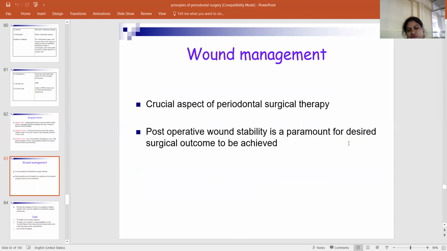Wound management. What about wound management? It is a crucial aspect of periodontal surgical therapy, and post-operative wound stability is paramount for the desired surgical outcome to be achieved. Why is wound management so important? Because when we perform a surgery, we are creating a surgical wound. So we are going to cure the disease, and we are also going to cure that surgical wound. The wound stability is of prime importance, and the success of surgery depends upon this wound management.